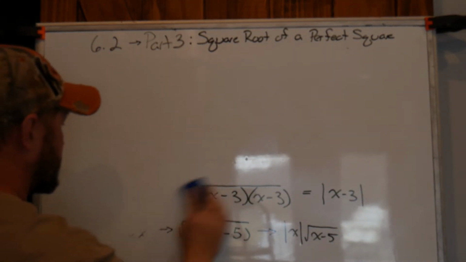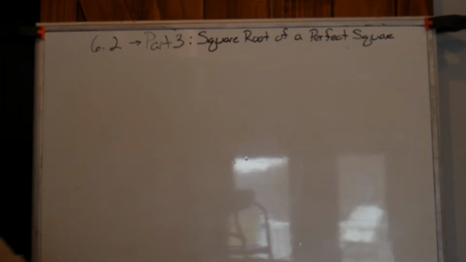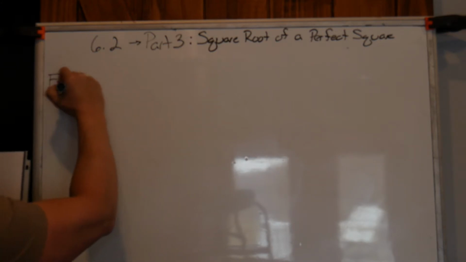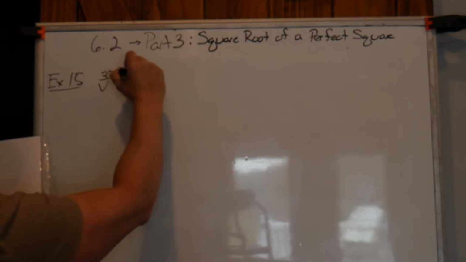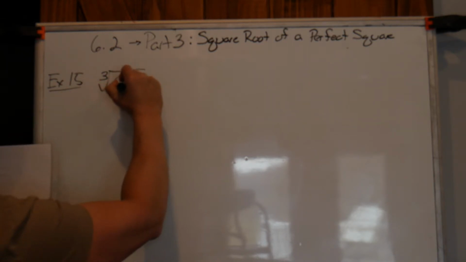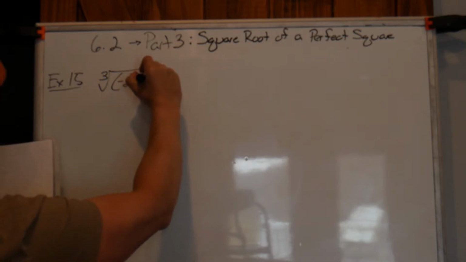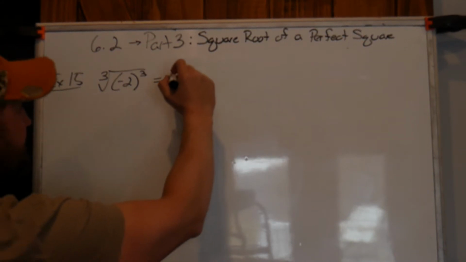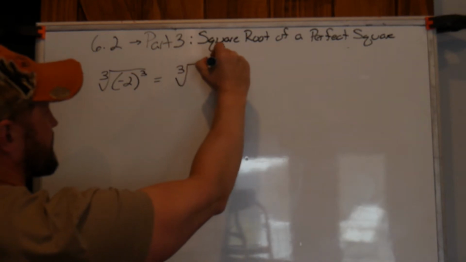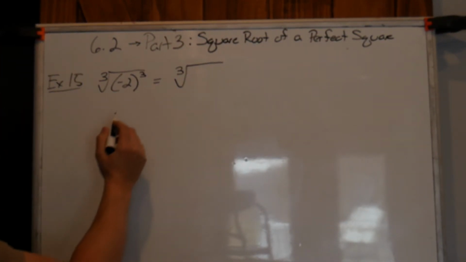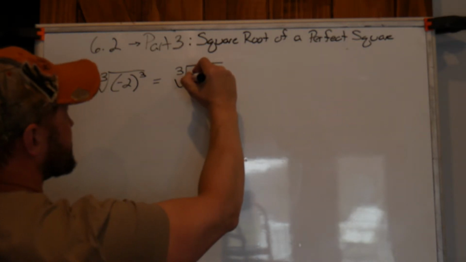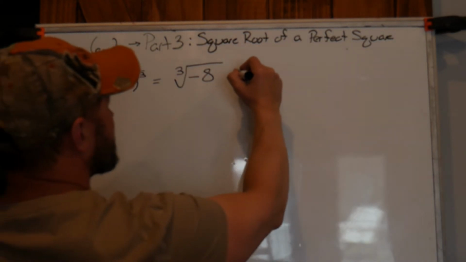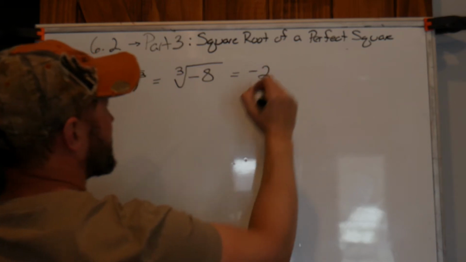So that was example 14. I'll try and do a couple more real quickly for you. Example 15. For example 15, they go cubed root. This is a little different scenario because now it matters if it's positive or negative because we have a cube, we have an odd index. When we have an odd index, we can have a negative answer. Negative 2 cubed, that's negative 2 times negative 2 times negative 2, which is negative 8. The cubed root of negative 8 is negative 2.